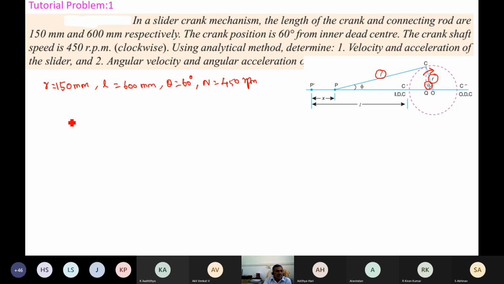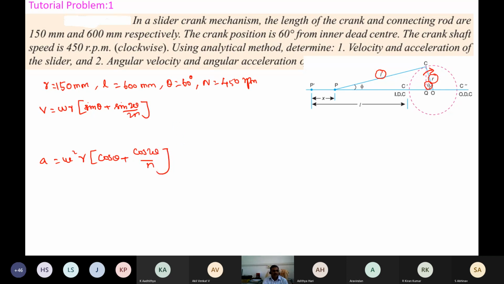Now, what is the first step? We need to calculate velocity. What is the equation for velocity? Velocity is equal to omega r into (sine theta plus sine 2 theta by 2n). This is the equation. Similarly, what is the equation for acceleration? Acceleration is equal to omega squared r into (cos theta plus cos 2 theta by n). This will be the equation.